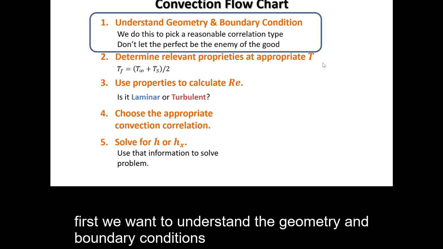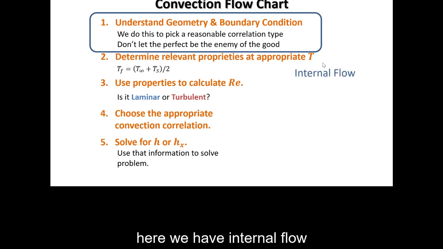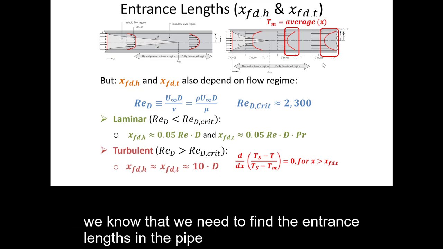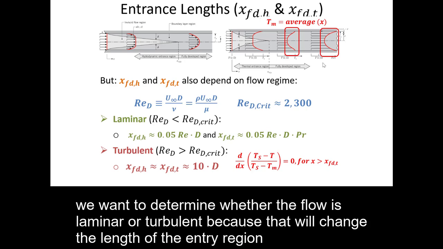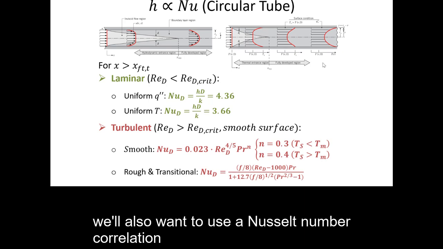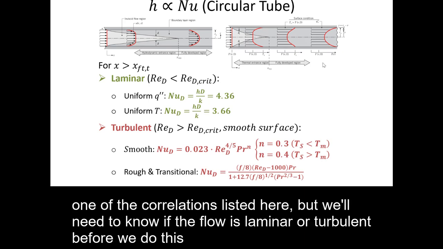First, we want to understand the geometry and boundary conditions. Here we have internal flow, we have constant heat flux, and we have a rectangular pipe, or at least not a circular pipe. We know that we need to find the entrance lengths in the pipe. We want to determine whether the flow is laminar or turbulent, because that will change the length of the entry region. We'll also want to use a Nusselt number correlation, one of the correlations listed here, but we'll need to know if the flow is laminar or turbulent before we do this.